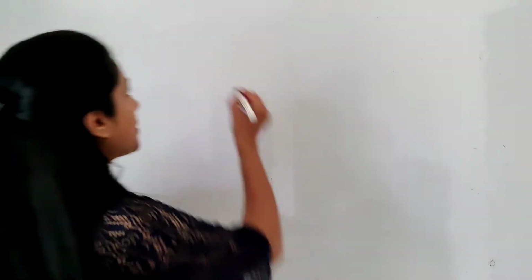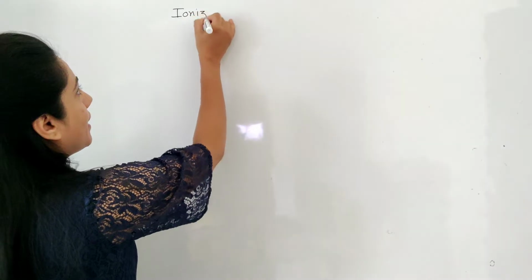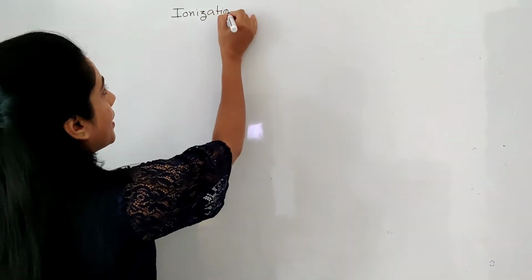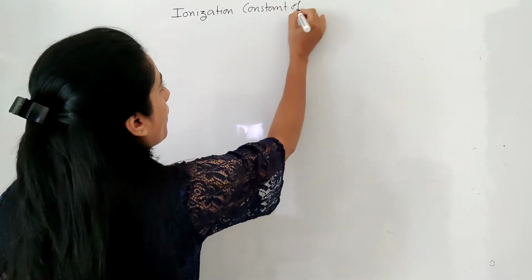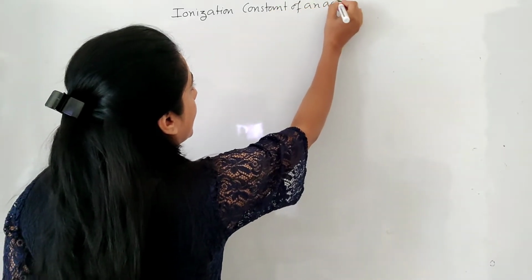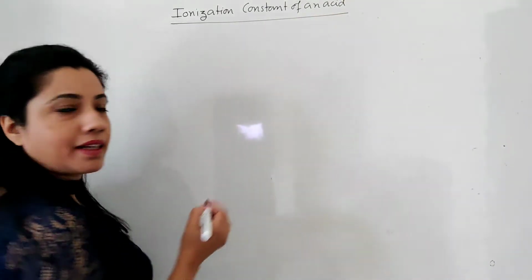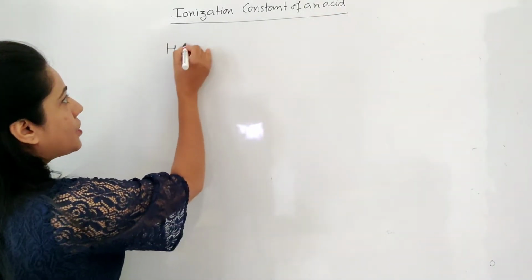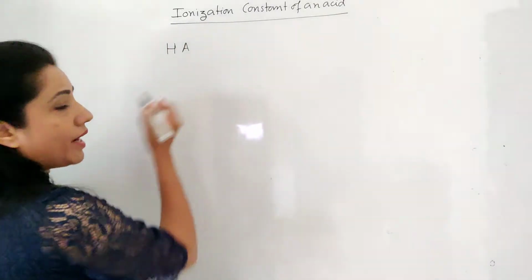Let's get started. So, ionization constant of an acid. Give a heading, ionization constant of an acid. Let's see what is it. Any acid can be denoted as HA. We need to start writing acids this way now. Why are we writing HA?